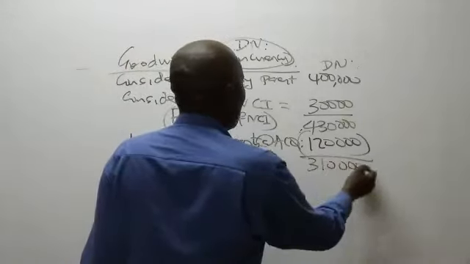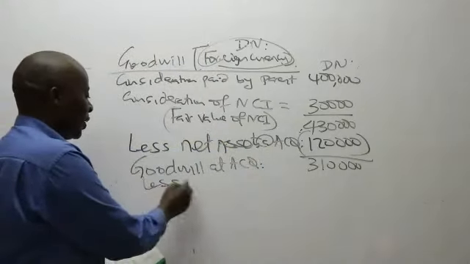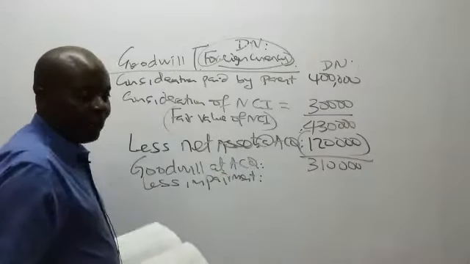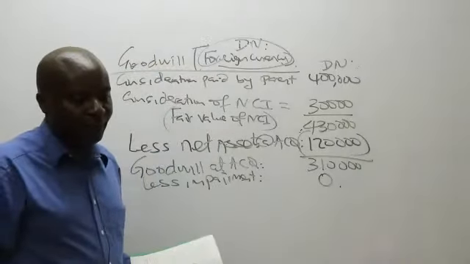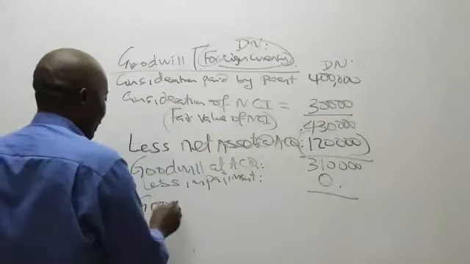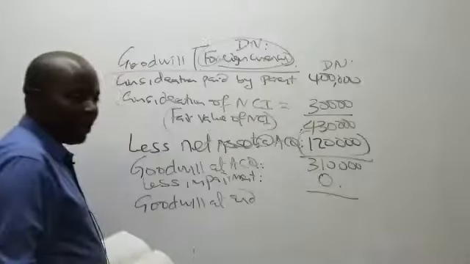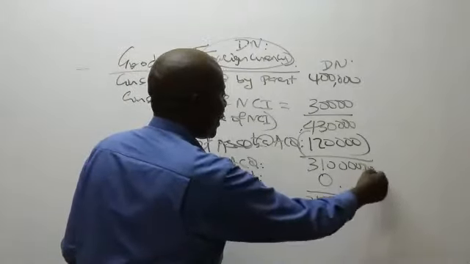So after getting this 310,000, we come under less impairment, isn't it? They have told us there is no impairment which occurred. So meaning that goodwill at the end will be how much? 310,000. Remember, these are in form of what here?